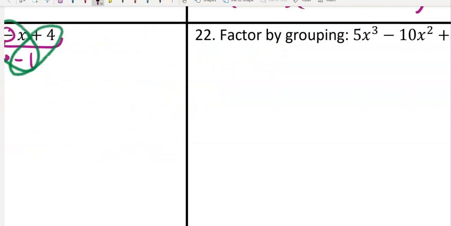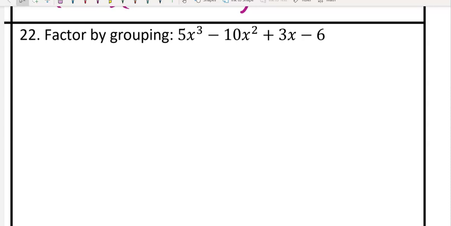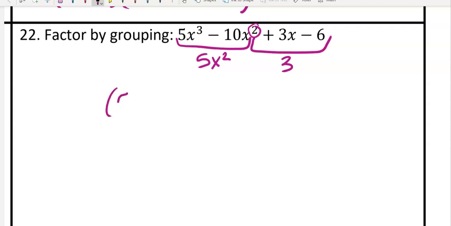All right, number 22, we are almost done, guys. Number 22, factor by grouping. All right, it tells us, so we go right into the grouping. From the first section, 5 and negative 10, we can take out a 5. From x cubed and x squared, we take out the smaller exponent. From the second section, we have 3x and negative 6. They're both divisible by 3. So our first set of parentheses will be 5x squared plus 3.